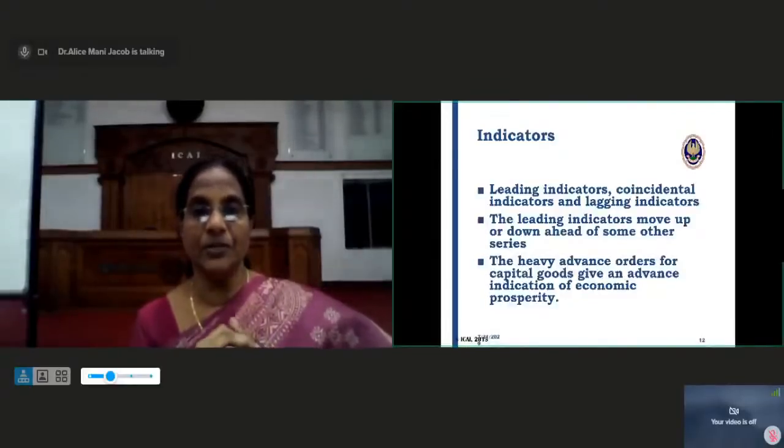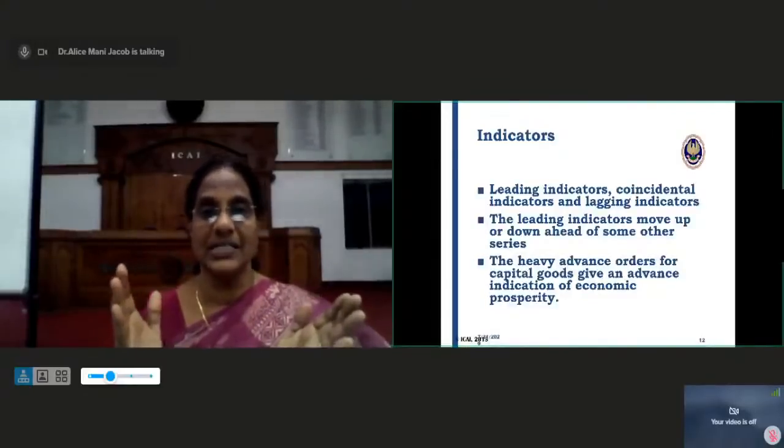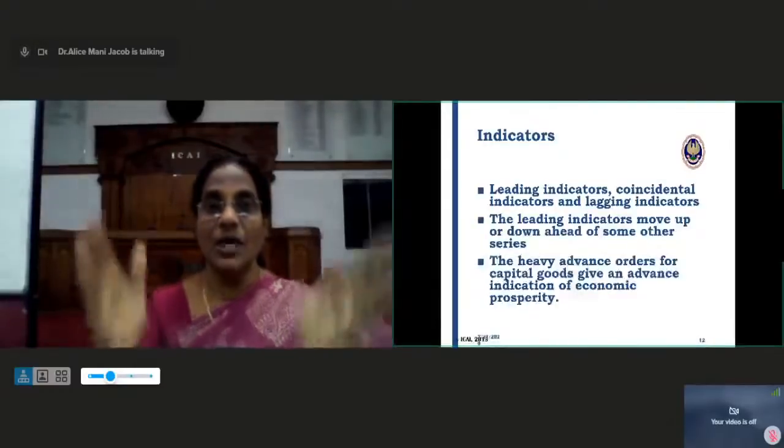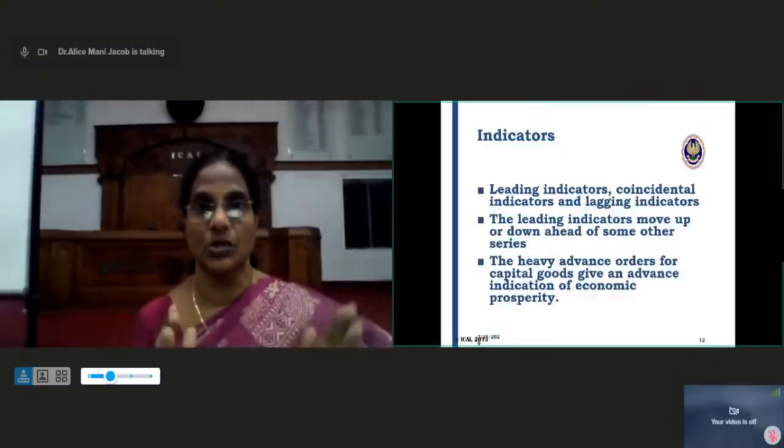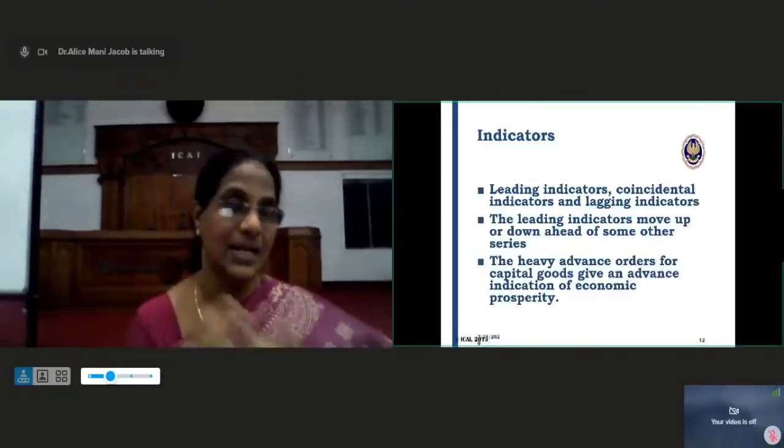If you want to study for chartered accountancy, in plus 2 itself, the leading indicator is you spend a lot of time in studying accounts, maths and all the other subjects so that you become. That is a leading indicator.